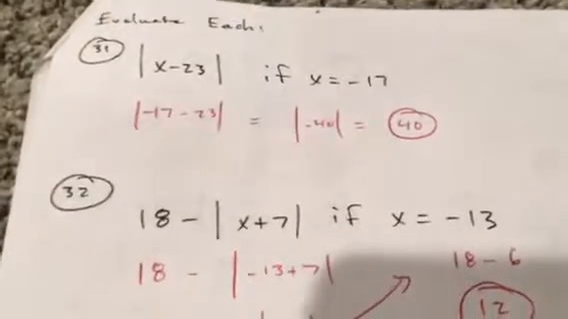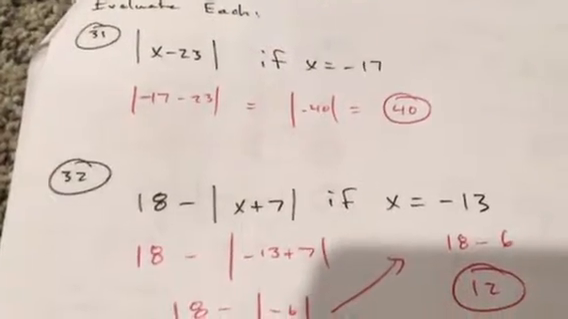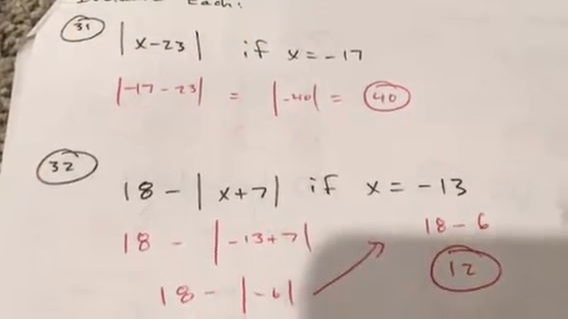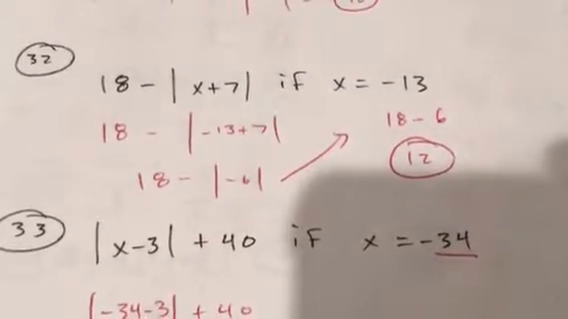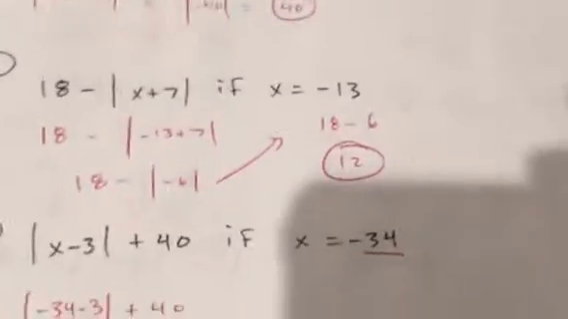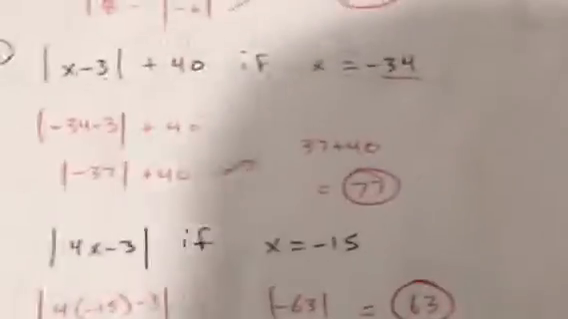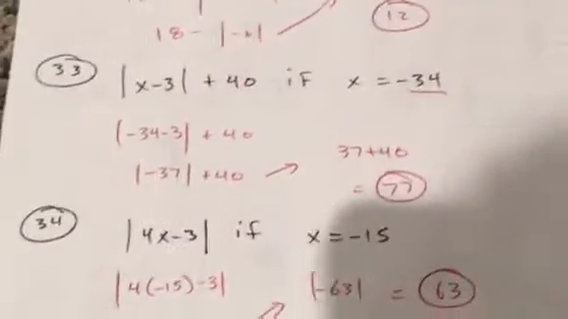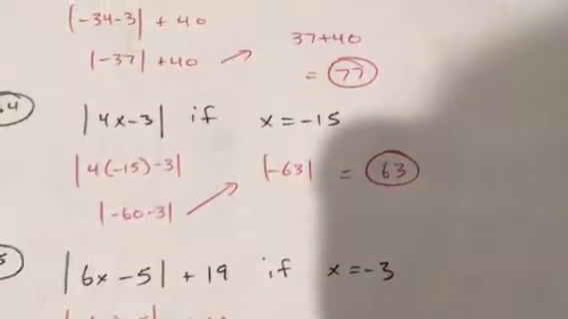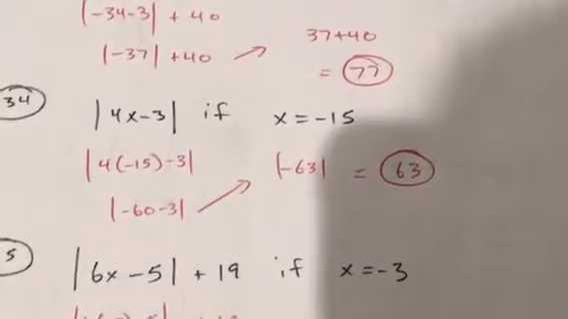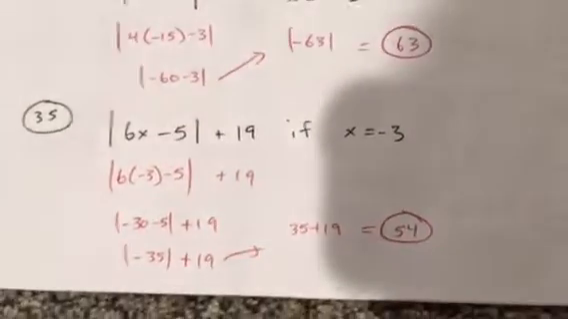Plug negative 17 in. Negative 17 minus 23 is a negative 40. The absolute value of that is a positive 40. Plug negative 13 in, plus 7, negative 6, but the absolute value of a negative 6 is a positive 6. That's how you get your answer. Same sort of thing on 33. Remember, the absolute value of a negative is a positive. So on 34, that's how you get positive 63 as your answer.